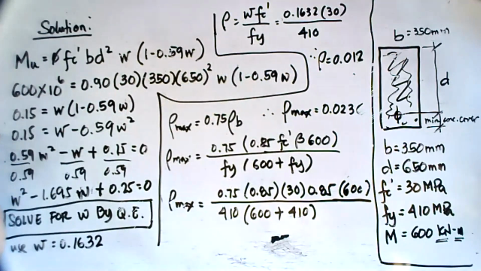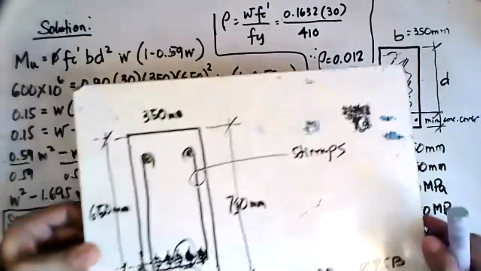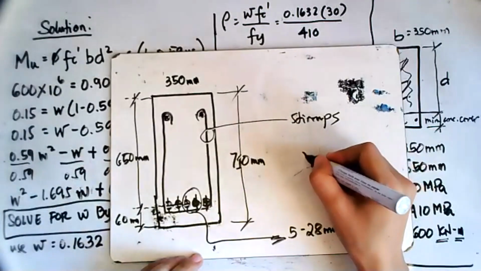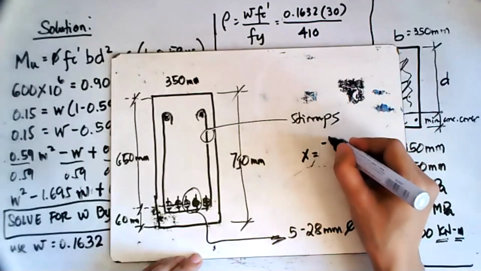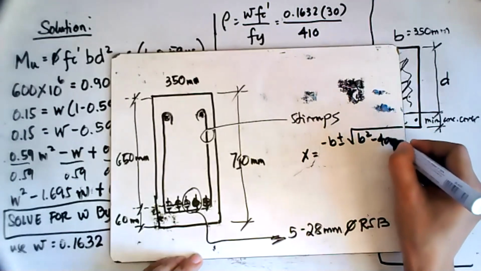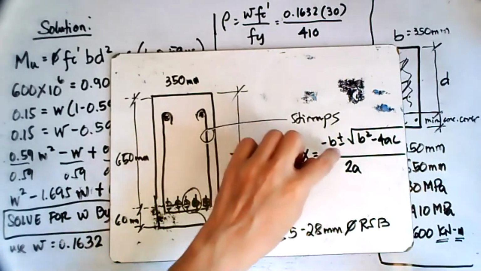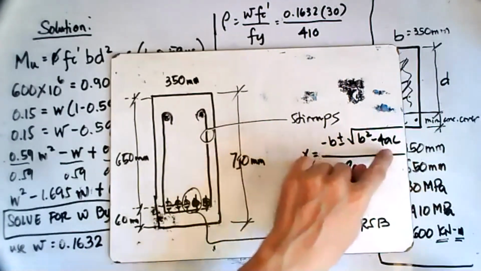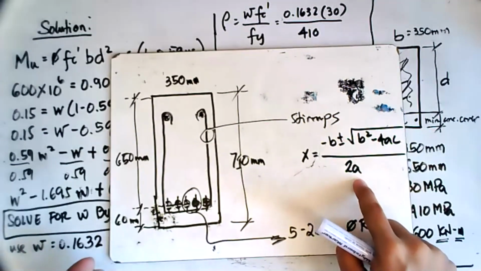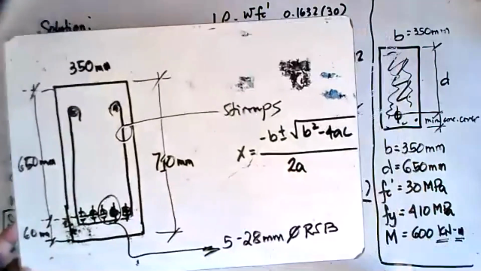You would notice that we have here an equation which would require the use of the quadratic equation. So the quadratic formula, if you can still remember: x equals negative b plus or minus the square root of b squared minus 4ac, over 2a. So this is the quadratic formula. You're going to use that to determine the value of W.